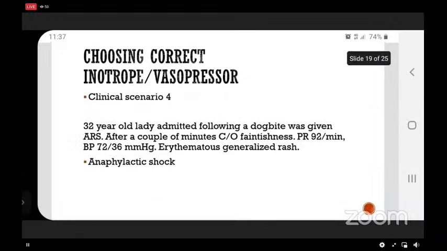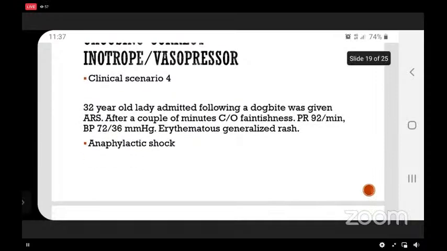Let's go for our final scenario, where there's a 32-year-old lady admitted to probably PCU after a dog bite, and she was given ARS. And after ARS, the lady is complaining of faintishness. And when examined, the pulse rate was 92 and blood pressure was quite low, 72 over 36. And she has also developed erythematous generalized rash. And if you auscultate, probably you might be able to hear some bronchi as well.